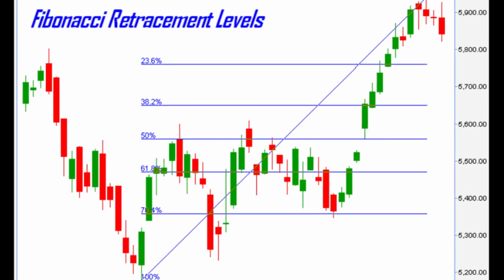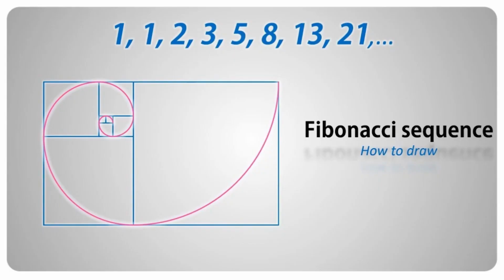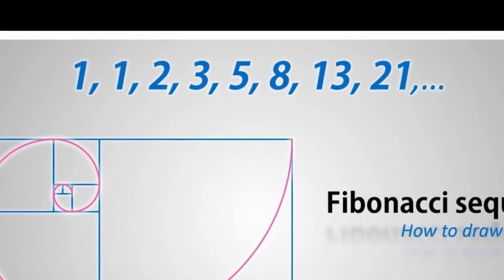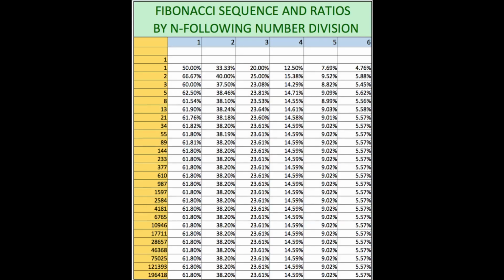However, the origin of the Fibonacci numbers is fascinating. They are based on something called the golden ratio. Start a sequence of numbers with 0 and 1, then keep adding the prior 2 numbers to get a number string like this. The Fibonacci retracement levels are all derived from this number string.